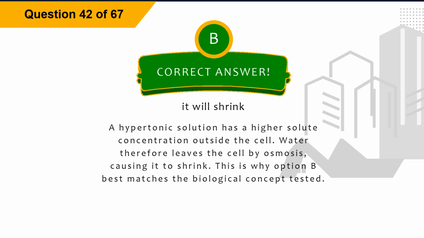Explanation. A hypertonic solution has a higher solute concentration outside the cell. Water therefore leaves the cell by osmosis, causing it to shrink. This is why option B best matches the biological concept tested.